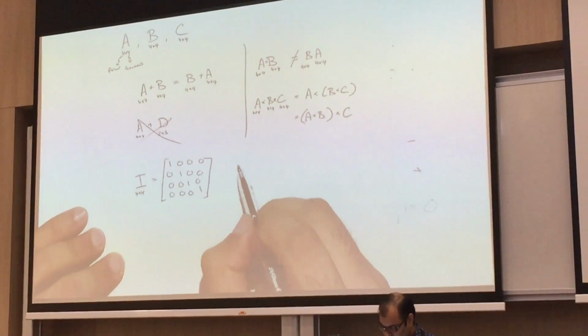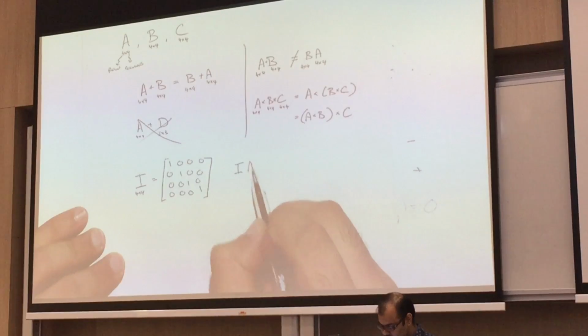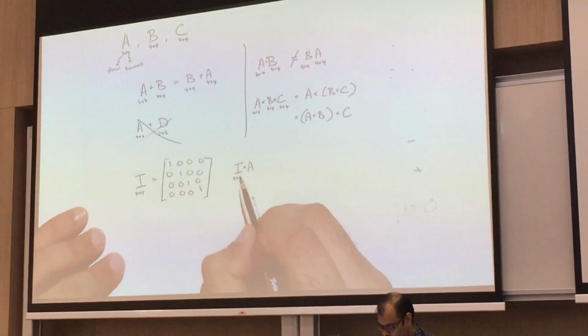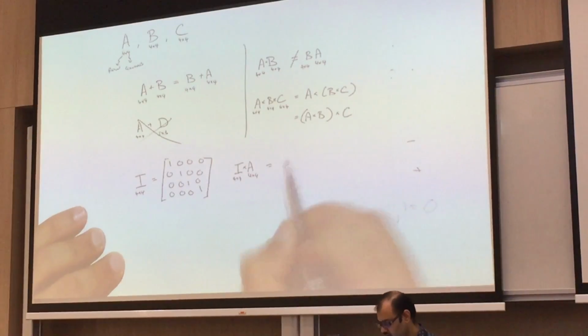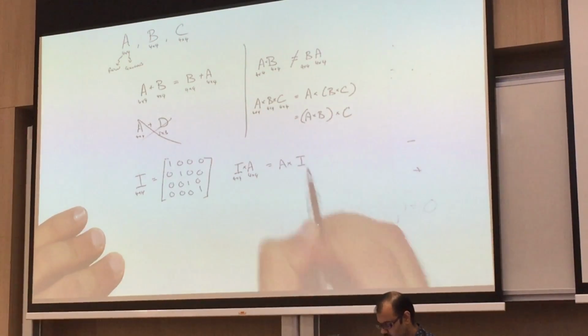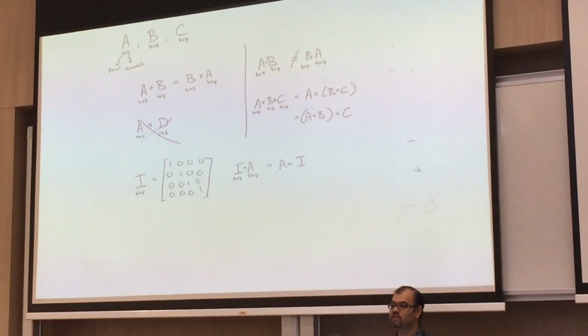Now again, let's see if identity matrix times A. Remember that 4 by 4, the same size. This is fine. This is also the same again, because it's similar to 10 times 1 equals 1 times 10.